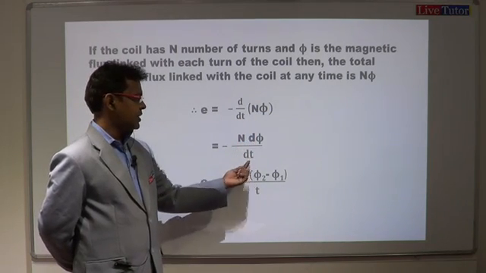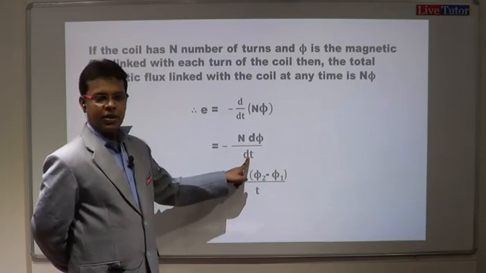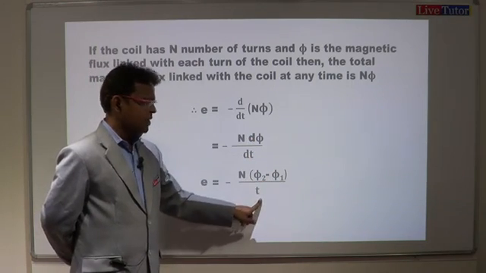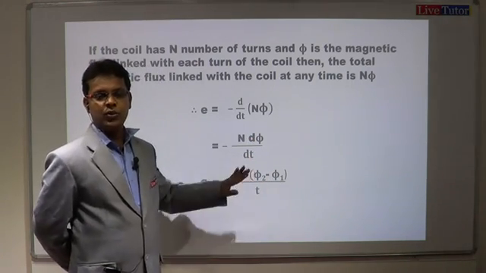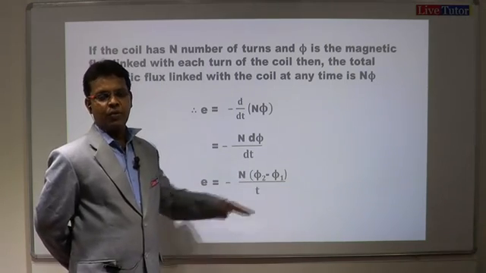n into d phi by dt. So d phi by dt, what do we know? What is that? phi 2 minus phi 1 by t. Same thing. E is equal to minus n into phi 2 minus phi 1 by t.